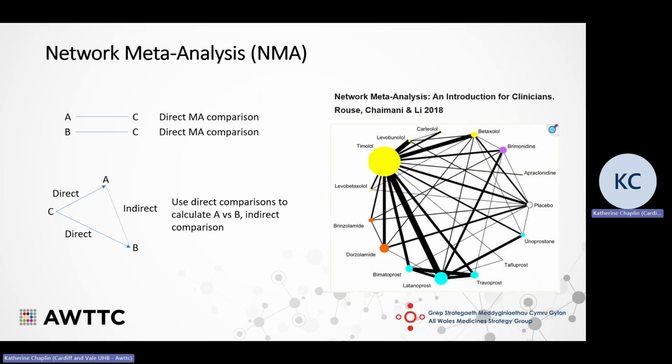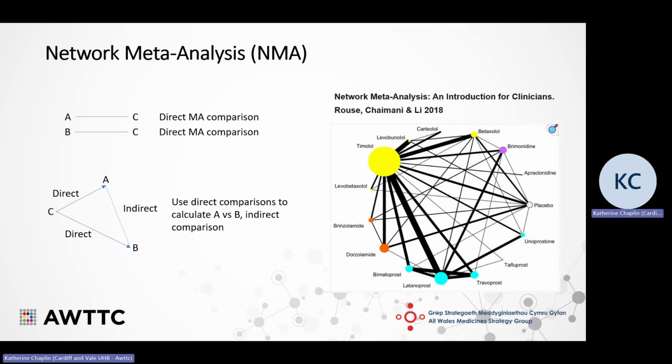So this is an example of a network diagram for glaucoma treatments. The lines show all the direct comparisons. The size of the nodes or circles represent how many patients received each of the treatments. The width of the lines represent the number of trials that have compared those 2 treatments. Any treatments without a line connecting them can be compared in a network meta-analysis.